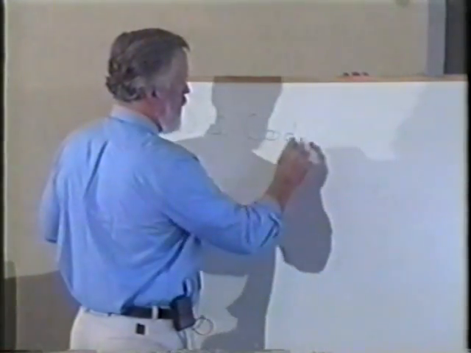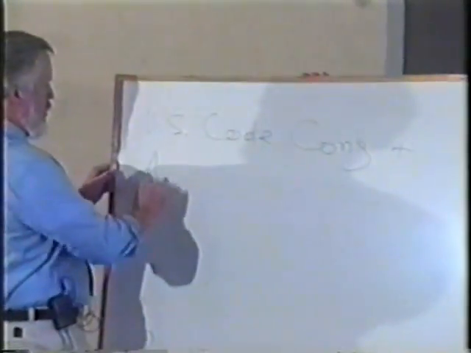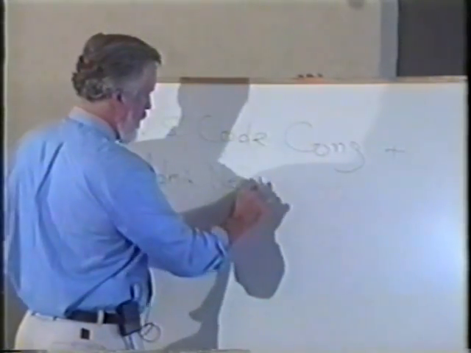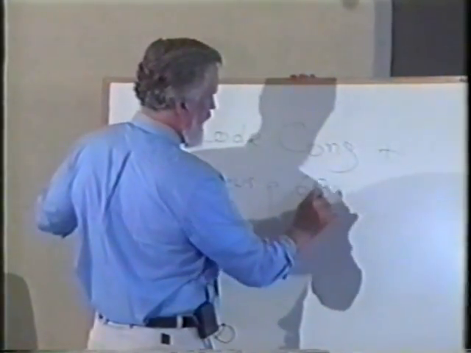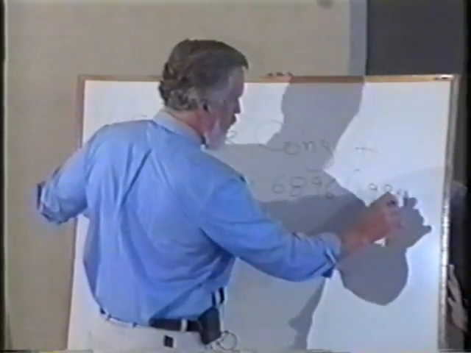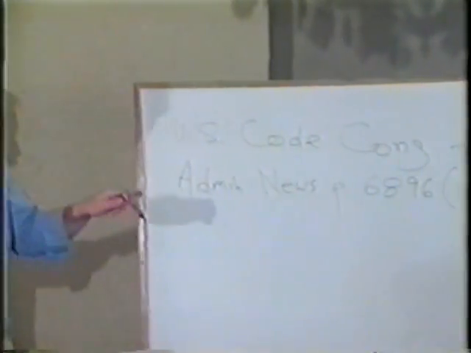Anyway, it's the U.S. Code, Congressional and Administrative News, page 6896, 1990. Now, you need to read this whole section because it shows you that people in Congress are well aware that the public is extremely dissatisfied with the federal judiciary in this country. Cases take years that should take weeks. The average guy can't afford to go to court. I mean, they're very, very familiar with the unhappiness of the public.